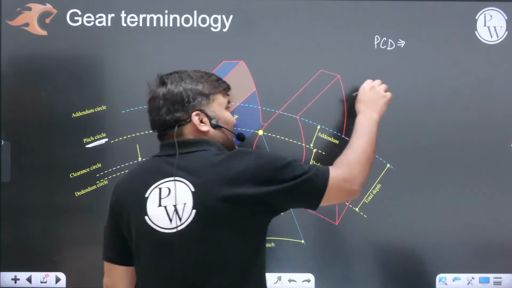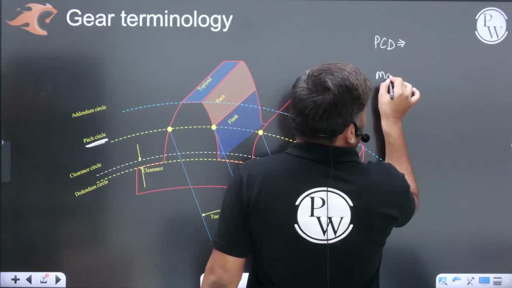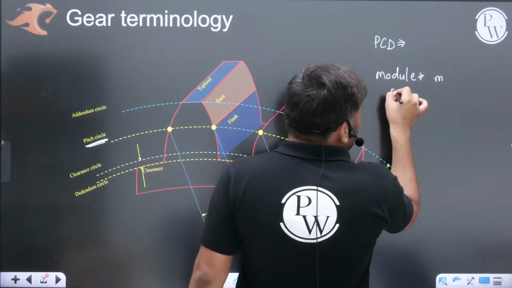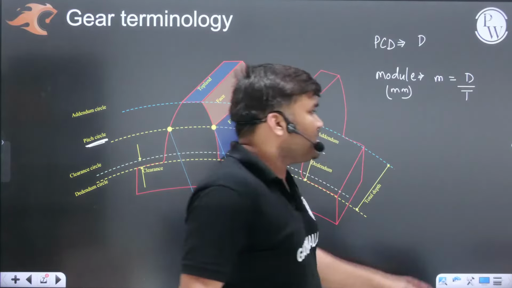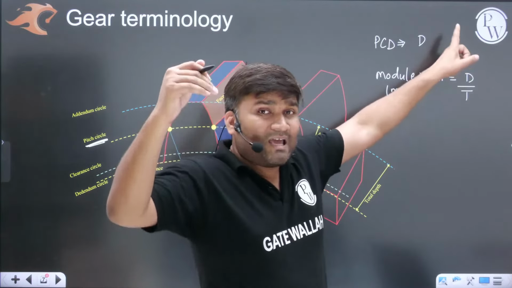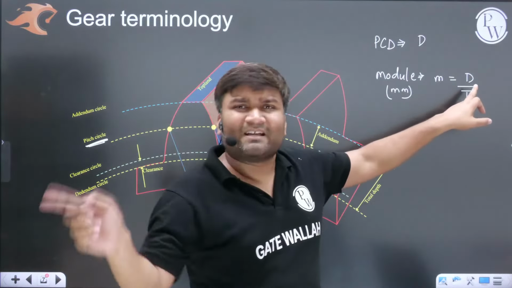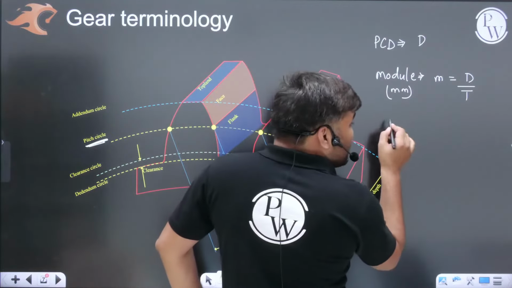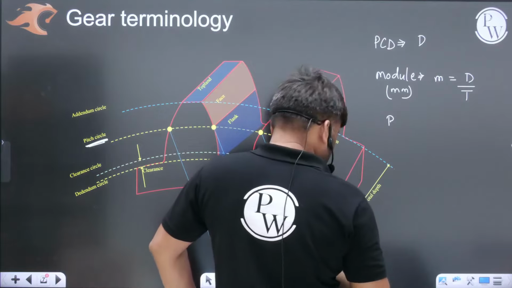Another term is known as module. It is denoted by small m, and it is described in mm. The unit is always going to be mm. It is defined as the pitch circle diameter d divided by the number of teeth. Getting my point? m is defined as the ratio d by t. Diameter you have to put in mm, and t is the number of teeth on that entire gear. Always defined in mm. Another term is the circular pitch. Let me write.